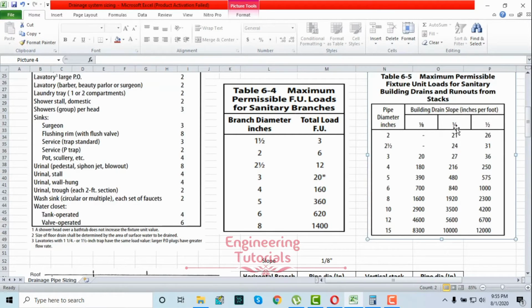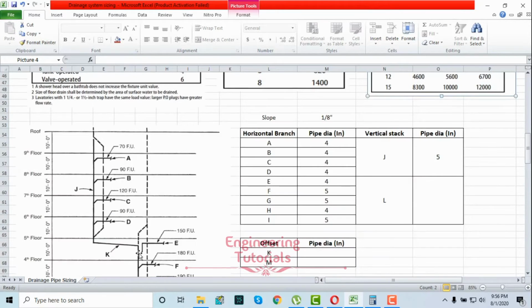Even if you are using 1/4 inch slope, 370 will be in between 216 and 480. Obviously we'll go for the higher value, 480. So the same 5-inch pipe size. Since we have 1/8, the 5-inch pipe size is what we are going to use here for this offset K.